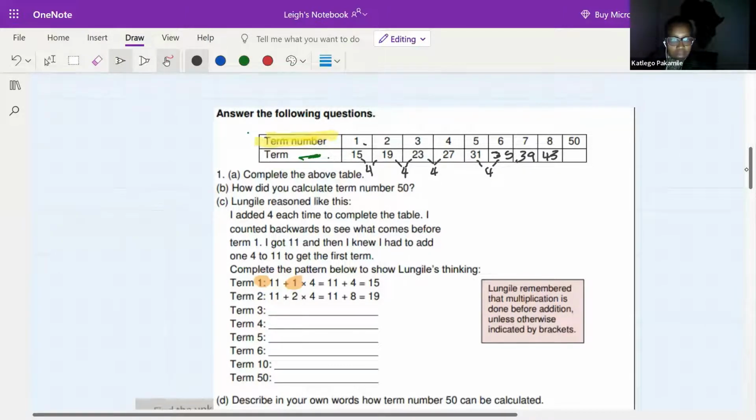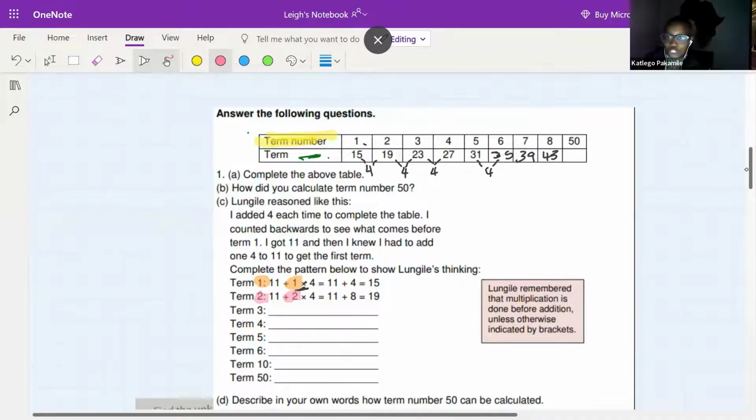BODMAS says you must multiply first, okay? So if you said 11 plus 1 and then you multiplied by 4, then you're being naughty, right? BODMAS says multiplication first. So you're going to end up with 11 plus 1 times 4, and that gives you 15, right? For term 2, it's 11 plus 2 times 4, which is 11 plus 8.